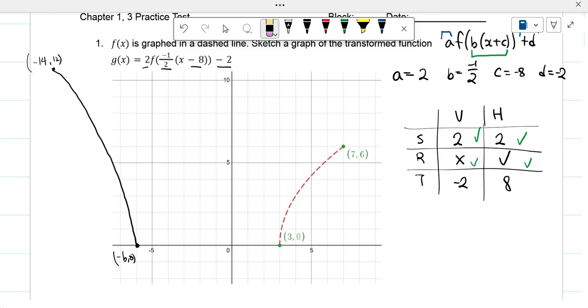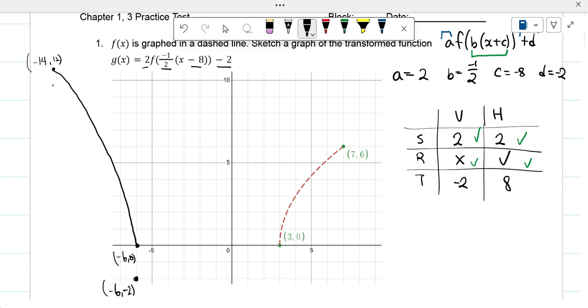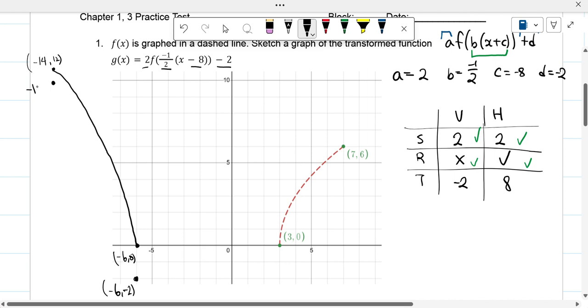Okay. Now let's do the final part, translation. Vertical translation by -2 means that the y value is decreased by 2, so we just minus 2. What does that mean? My (-6, 0), the y value is 0, and 0 minus 2 would be (-6, -2). Then (-14, 12): 12 minus 2 is 10, so it'll be (-14, 10). If I connect those 2 points together, that is after doing the vertical translation.